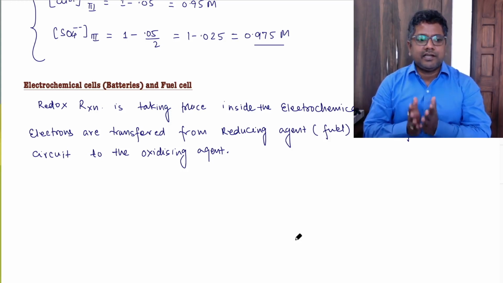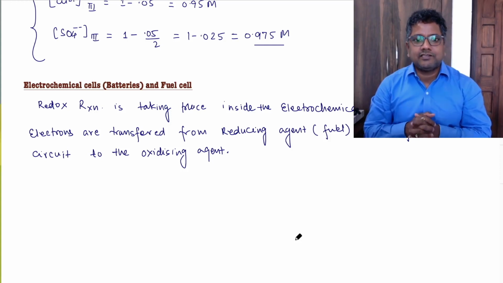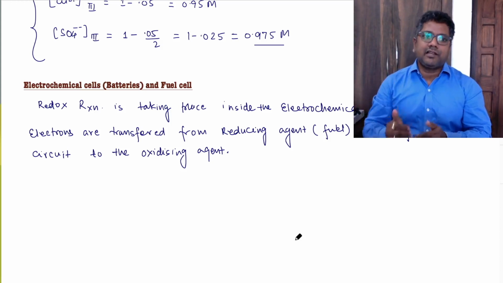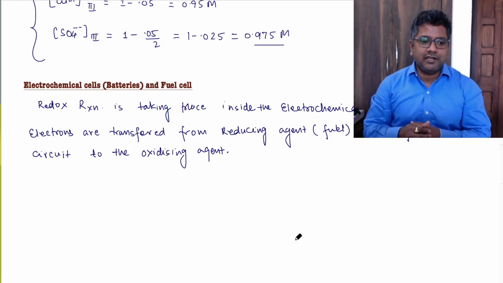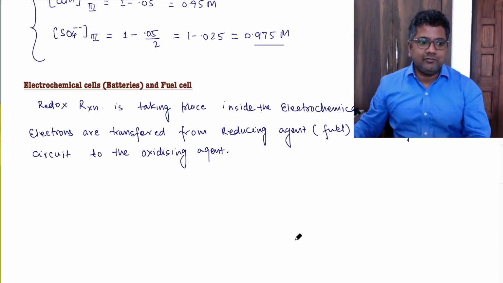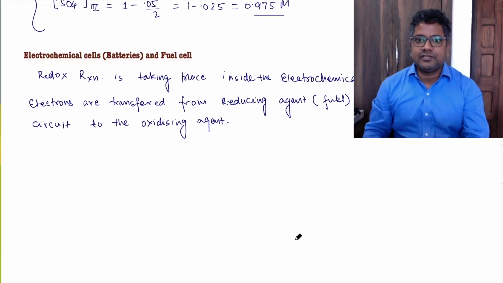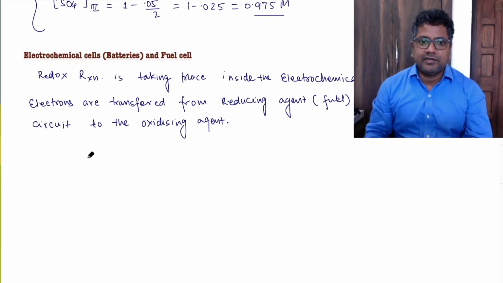And the second type is rechargeable. Rechargeable cells are electrochemical cells that, once they reach the rundown state, can be recharged again. They are called secondary cells. The non-rechargeable ones are primary cells. So these are the types of electrochemical cells and batteries.